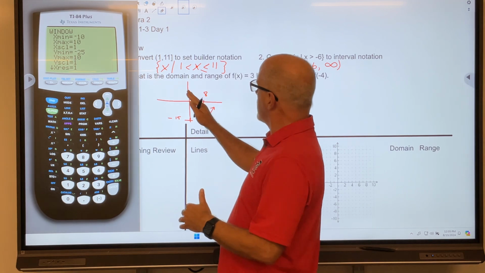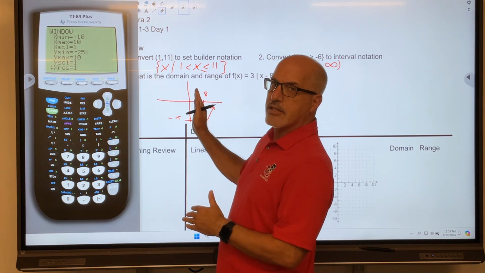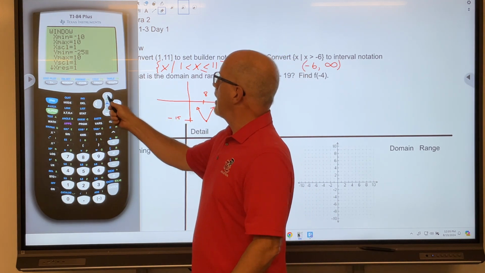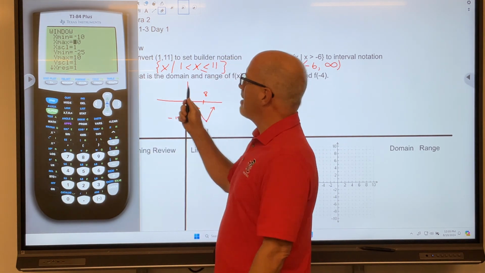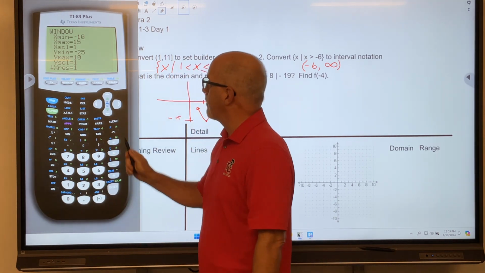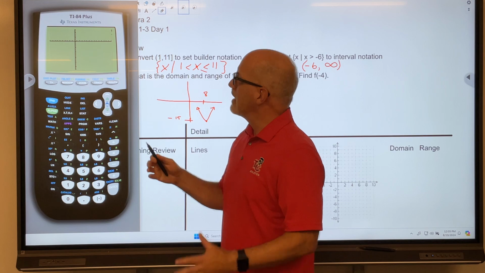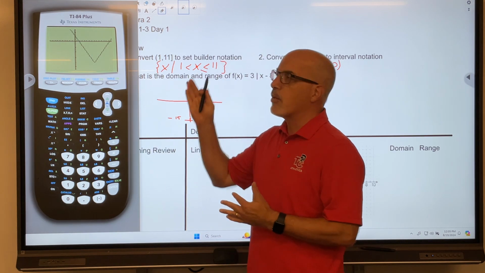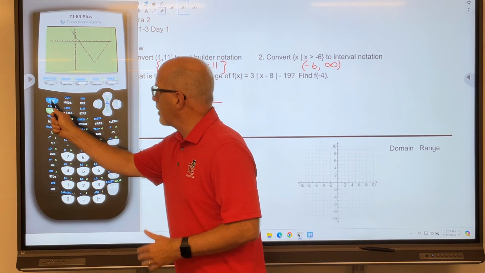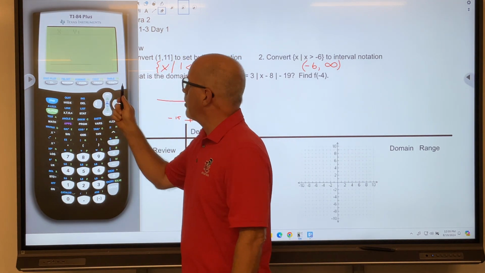Let's do the x's, since 8 is where this cuts off for the vertex. Let's go over, maybe make the maximum up to a 15 in order to see the whole entire graph. And then when I hit graph, that fits in the window a little bit better where I can see that V.